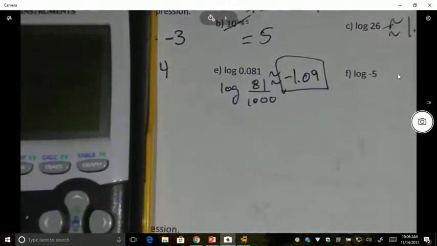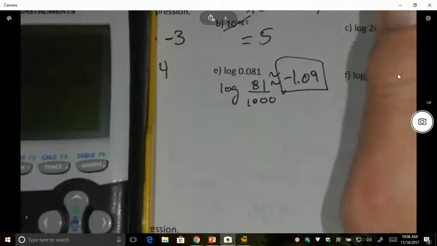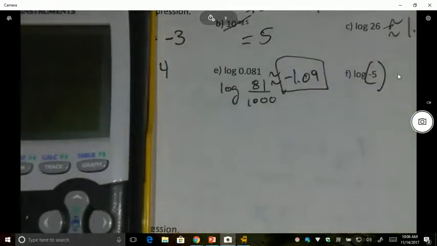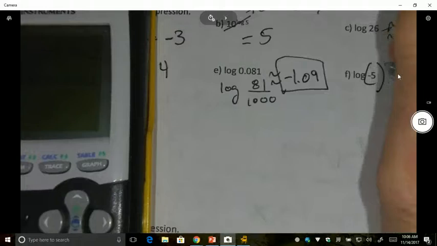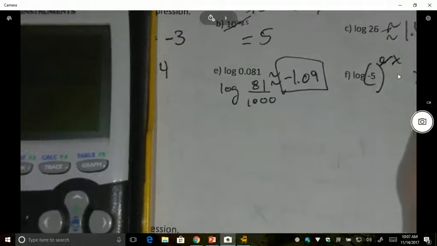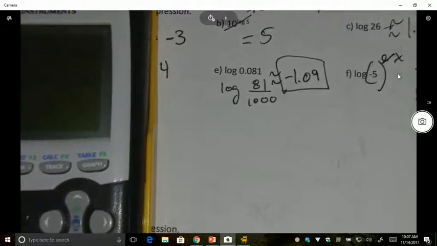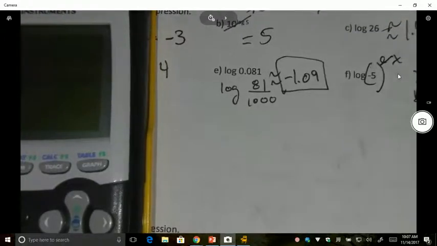What about letter F? Any ideas on letter F? I can't do it without a calculator, right? Because it's not a base of 10, 5 isn't. But there's more to it than that. I can't do it at all. It's a negative. And in our domain for logarithms, the number that goes in the logarithm has to be greater than 0. If that's x, x has to be greater than 0 is our domain for any parent function that's a logarithm, unless there's been a transformation.